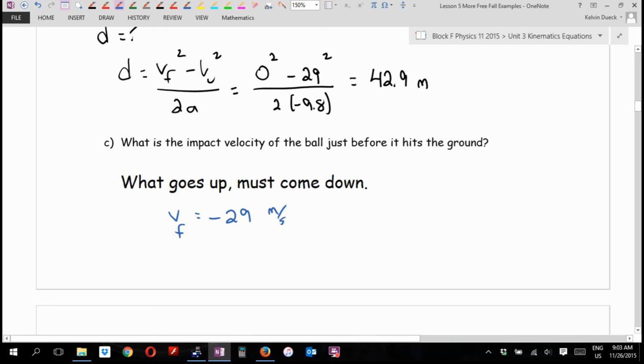Comes back down and it hits the ground at exactly the same speed as it left. I said speed. Same velocity, opposite velocity, but same magnitude. That can be really handy. Now, again, if we're on a cliff, Lindsay, that's not going to work.